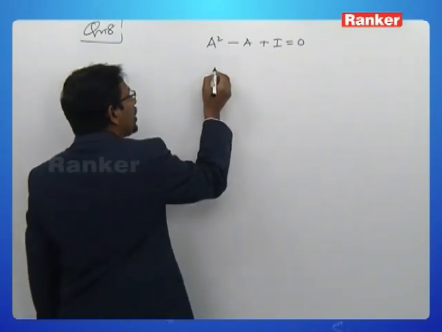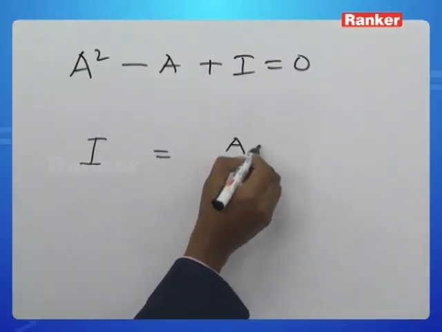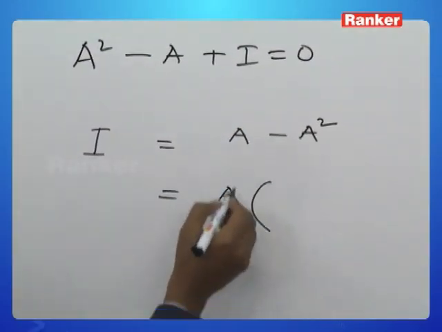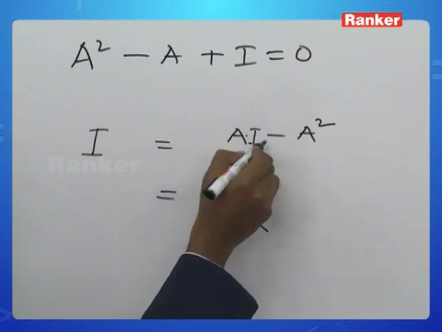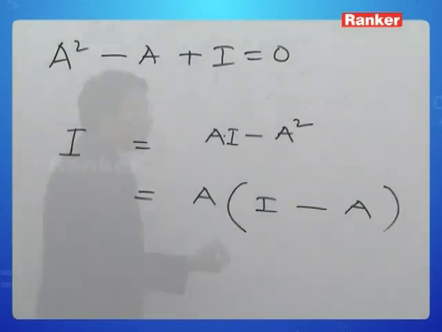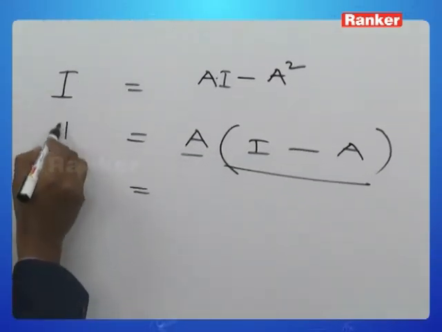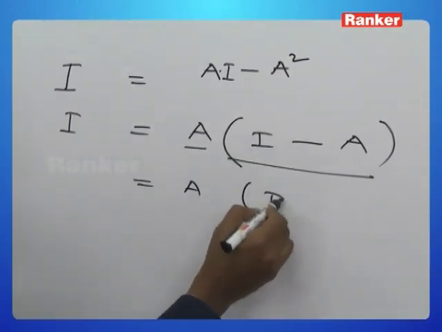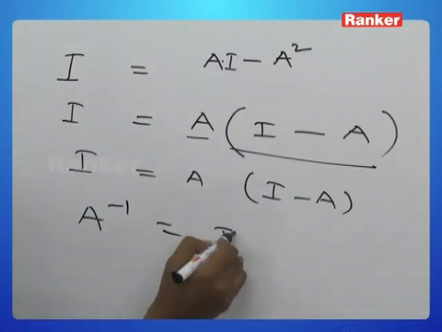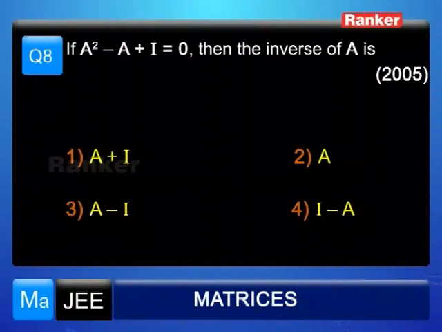So what can you say? We can write I to be equal to A minus A square. That is A into this. A can be written as A into I. So A taken common, I minus A, distributivity. Now A into some matrix is giving rise to I. I is equal to A into I minus A. So clearly it implies that A inverse is equal to I minus A. That is the right option. So the answer is 4.